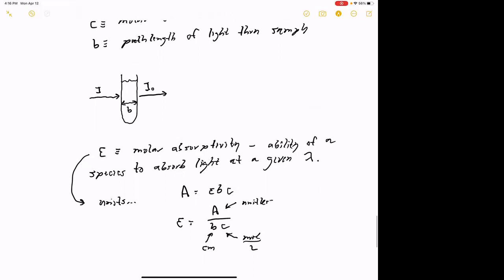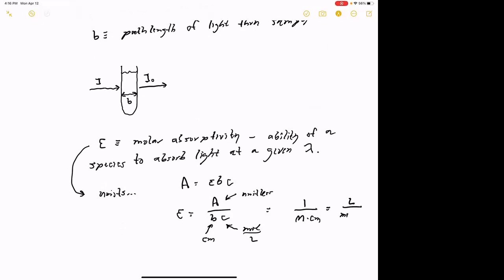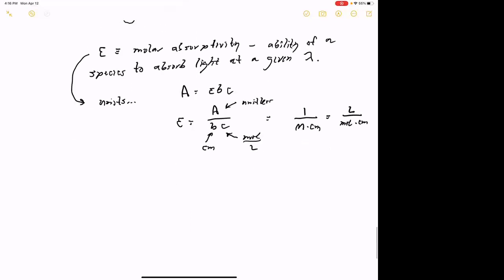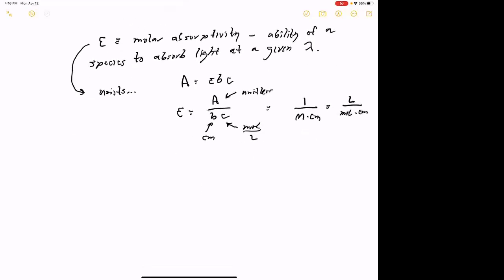So we can see it as liters per mole times centimeter. So either way gives you appropriate units for molar absorptivity. Okay, does that make sense to everybody? All right, so let's go back to our situation so we can call it a day.